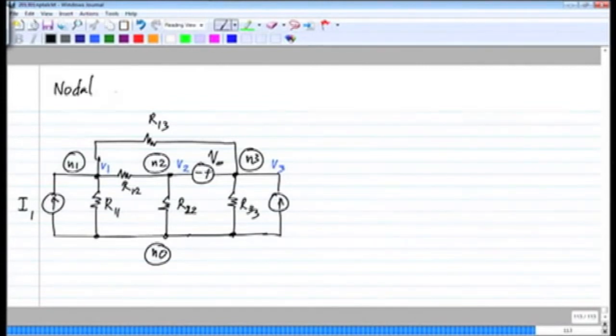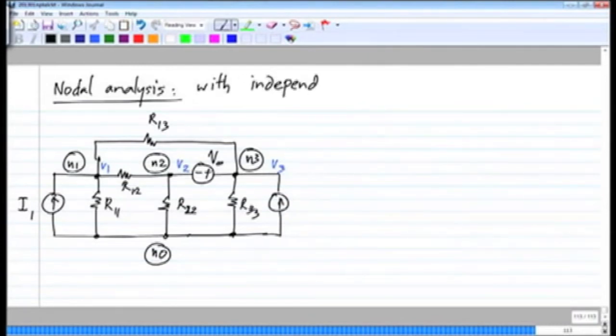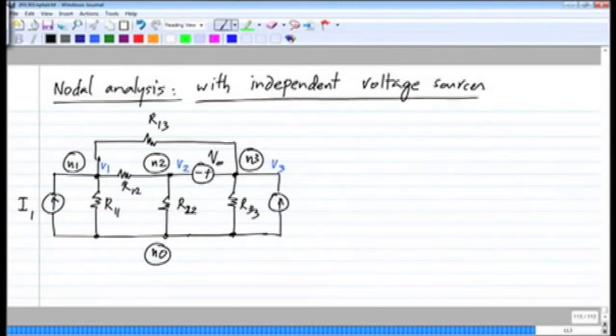So we want to do nodal analysis, a similar analysis as we did before, but with independent voltage sources. What I did was, I had a resistor here. I could have put a voltage source anywhere, even in parallel with it, but I have just removed that resistor and connected this voltage source. So now my question is, can we go ahead exactly as we did before? If not, what is the difficulty with this?